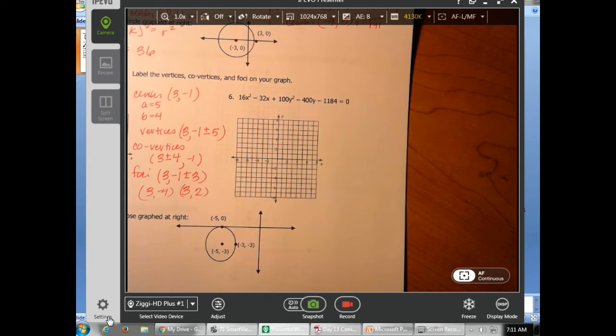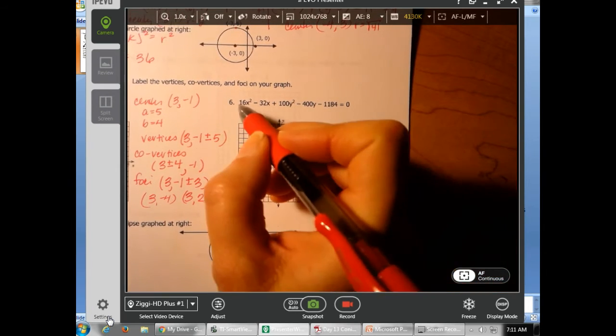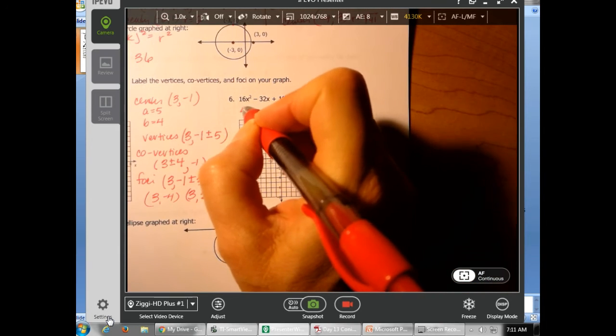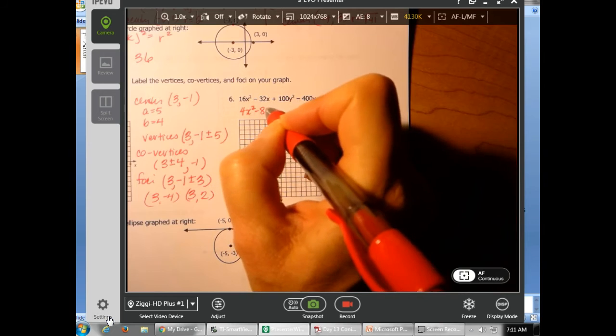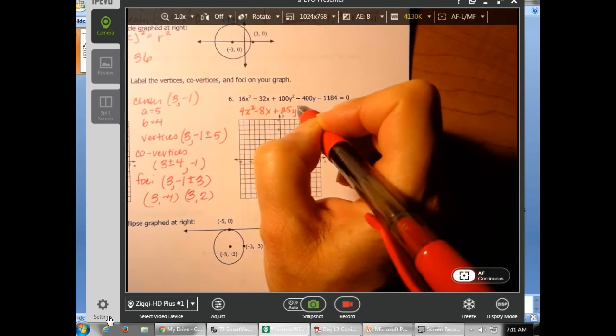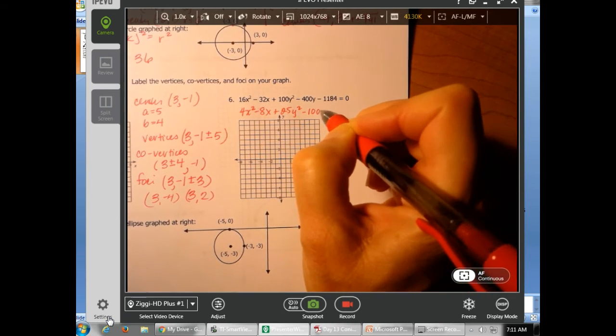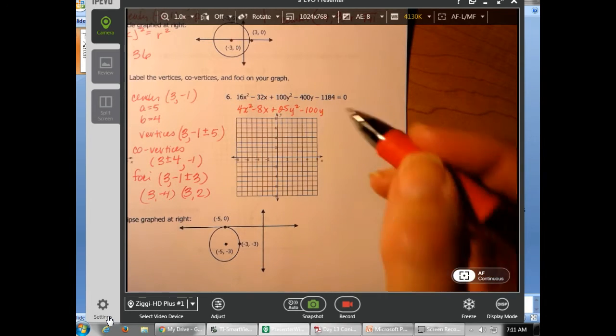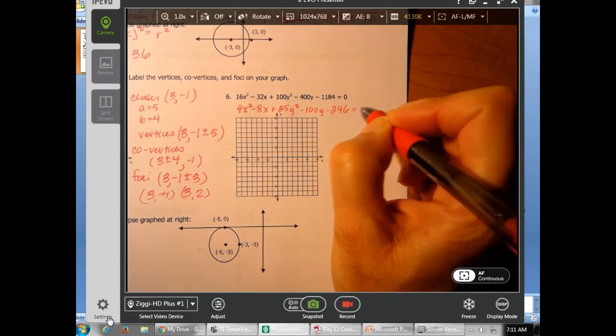And so I think let's divide by 4. Okay, yeah, let's just try 4. And that'll at least make our lives a little bit easier. So I'm going to have 16x squared divided by 4 is 4x squared minus 8x plus 25y squared minus 100y. And then 1884 divided by 4 is going to give me 296. So minus 296 equals 0.